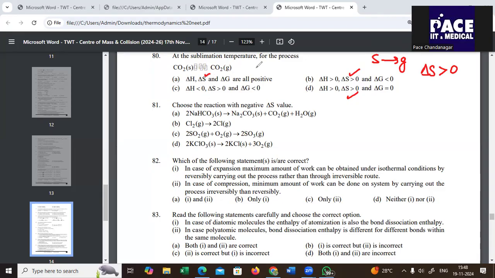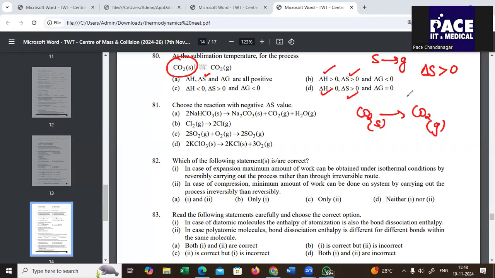So delta H has to be greater than 0. Solid to gas, you are heating the system. Delta H should be greater than 0, definitely. And solid to gaseous state, there is a state change going on. Please observe that part. CO2 solid, CO2 solid to CO2 gaseous state.